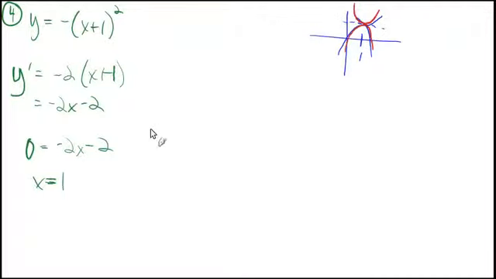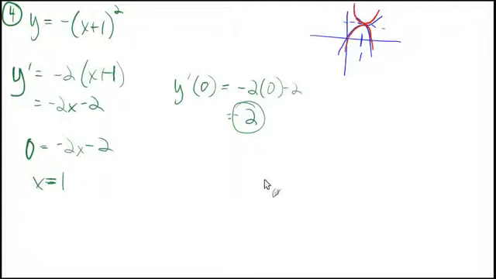All we really have to do is pick some point to the left of this and to the right of this and see what the derivative is. So let's see. Let's say y prime at 0. That's on the right of this, and 0 is so nice to use. So it's negative 2 times 0 minus 2. That'd be negative 2. We have a negative derivative. Negative derivative means negative slopes.